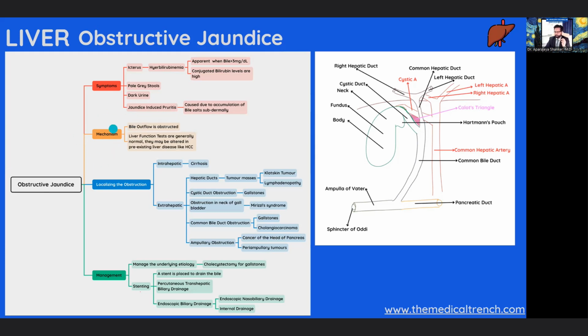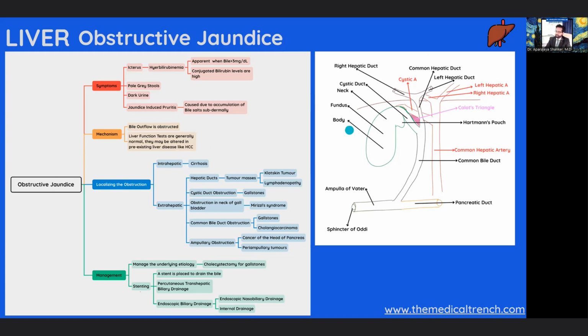Now, I've talked about the mechanism already. Liver functions, in most cases, are normal, but in some cases where there is cirrhosis or maybe Budd-Chiari syndrome or something, then there may be some alteration in the LFTs. Now, your main concern with obstructive jaundice, once you establish that a patient has these symptoms and their bilirubin is really high, is to localize the jaundice and see where the obstruction is, right?